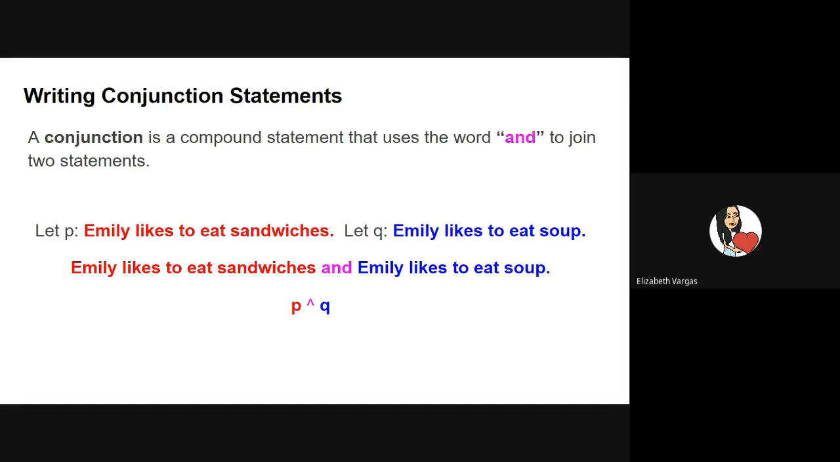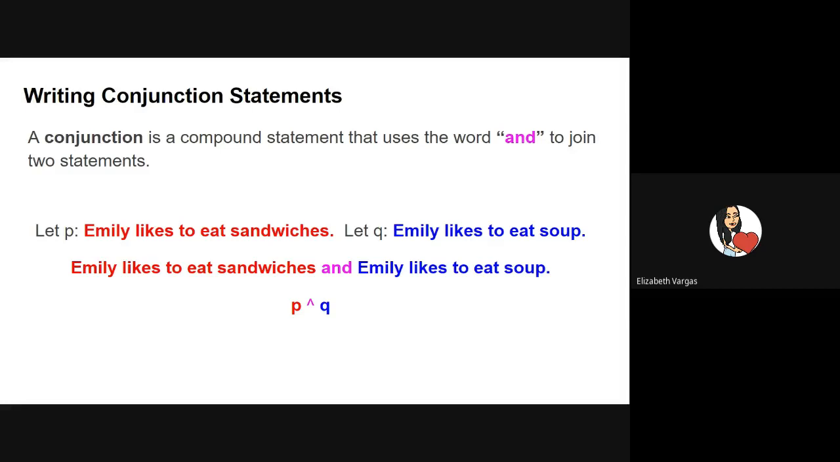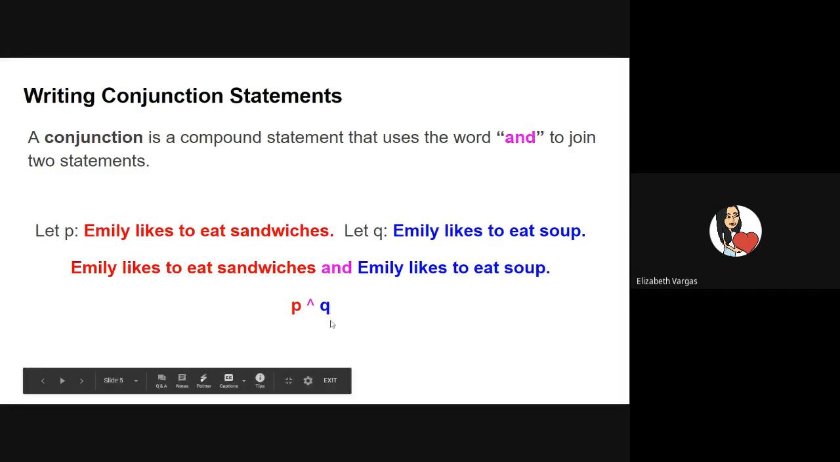Or if we wanted to simplify that, it would look like Emily likes to eat sandwiches and soup. So as long as you have the word and connecting those two statements together, that is a conjunction. And we represent conjunction statements by P, which represents our first statement, this symbol, which looks like an upside down V, which represents our and, then Q representing our second statement.